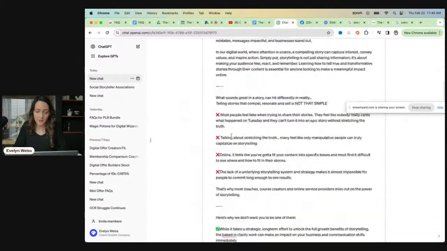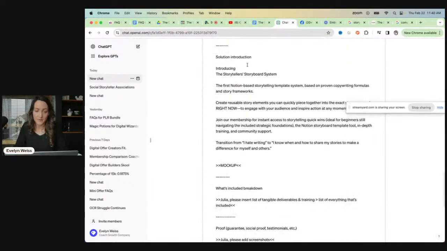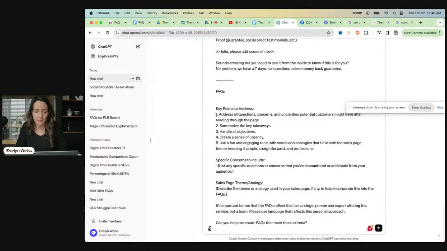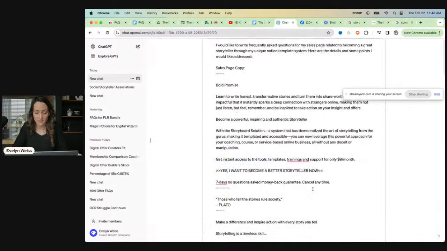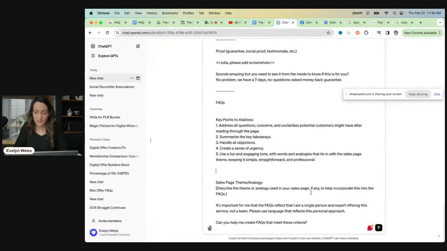Then you see in the prompt it says key points to address all questions, concerns, and unclarity potential customers might have reading through the page. Summarize the key takeaways, handle all objections, create a sense of urgency, use a fun and engaging tone with words and analogies to tie in with the sales pitch theme, keeping it simple, straightforward, and professional. And then this I move out, and then I just let it know about the same theme.